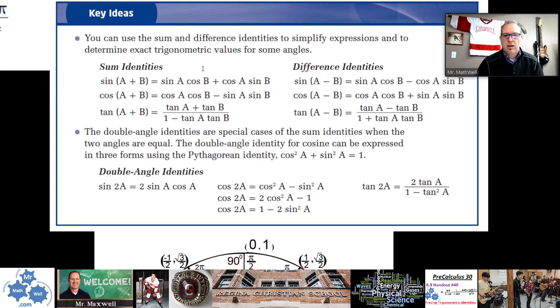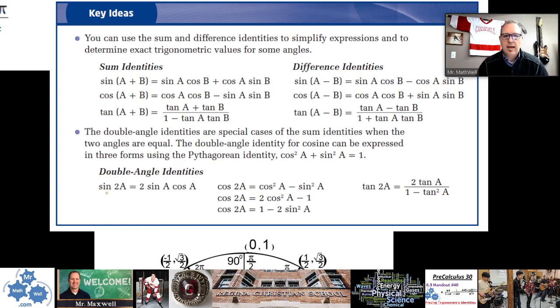You can use the sum and difference identities to simplify expressions to determine exact trig values. So if you have, for example, sine of 105, which is not on the unit circle, but you know sine of 45, and you know sine of 60, and you know cos of 45, and you know cos of 60, you can find an exact value for that using these sum identities. And of course, the difference identities are very similar.